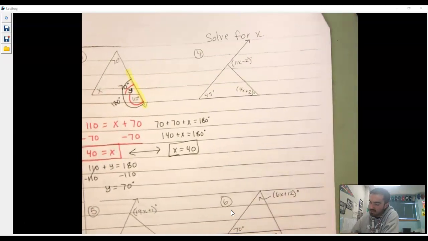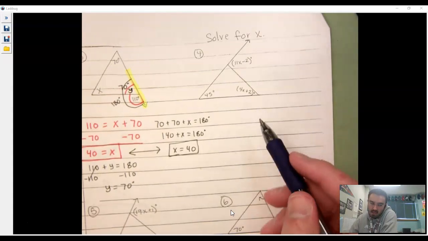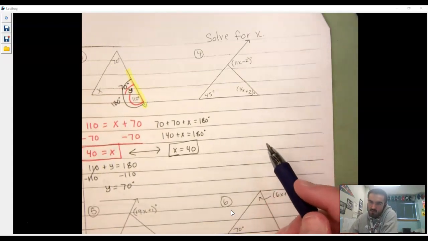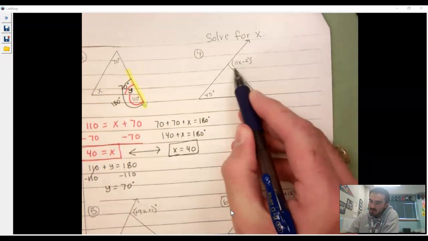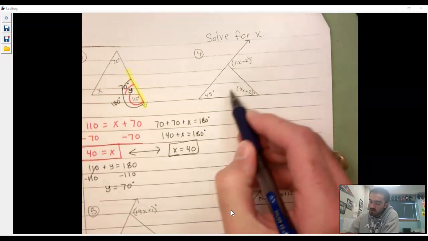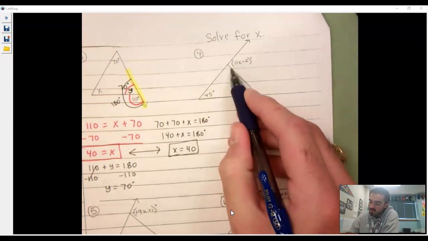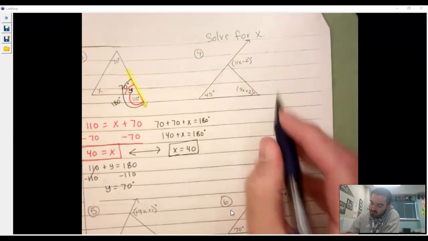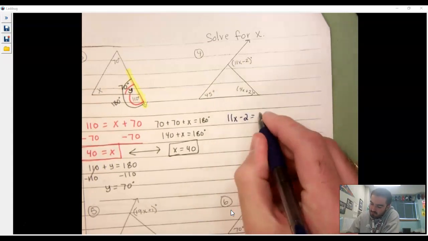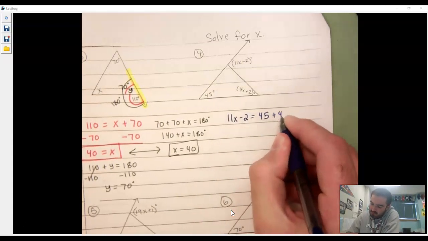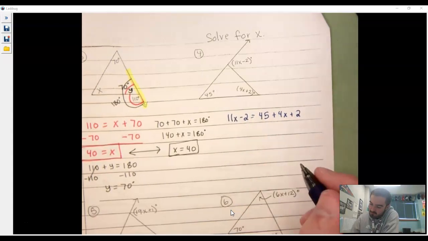We're again solving for x, so let's use the triangle exterior angle theorem. Okay, again, to do this, this is our exterior angle. These are our remote interior angles. If you see here, this is outside the triangle. So let's do 11x minus 2 equals 45 plus 4x plus 2.